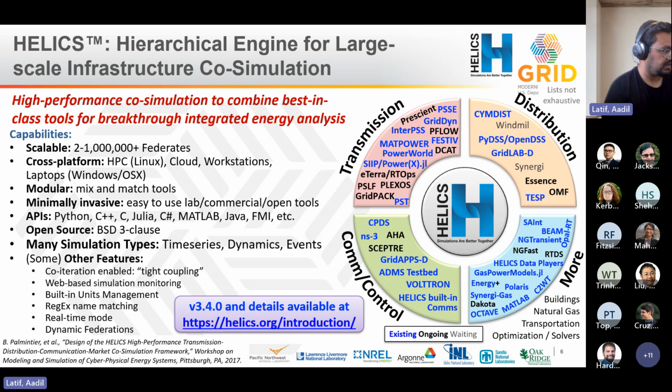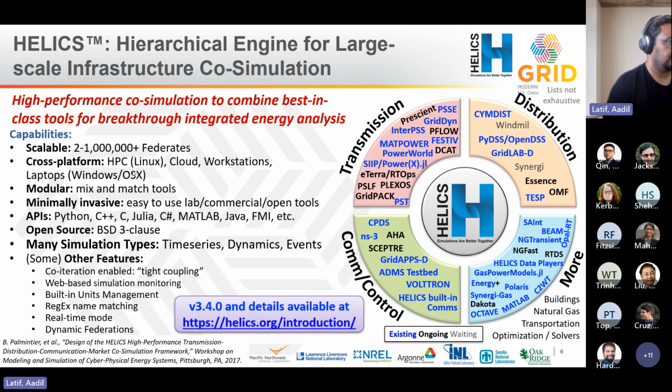A lot more detail is available on our page. So helix.org is the website we maintain. And if you go to that website, you should be able to see a very thorough documentation, and a very detailed description for all the features that exist.